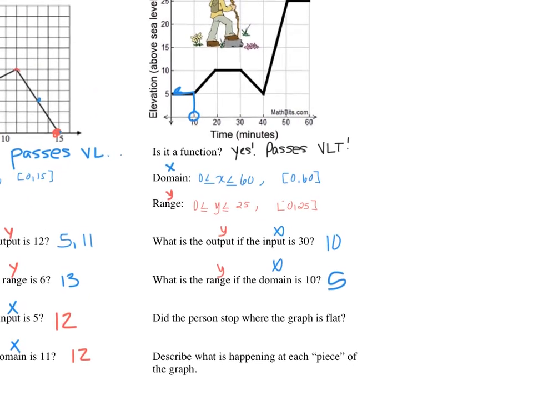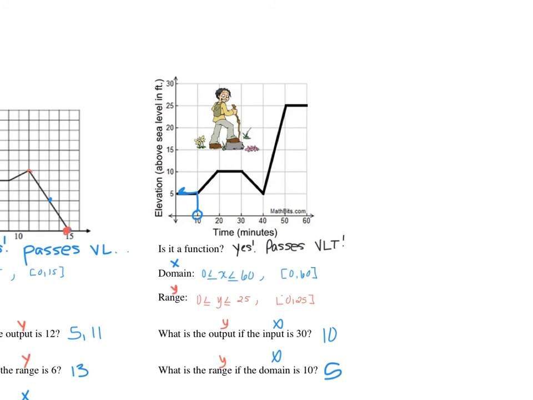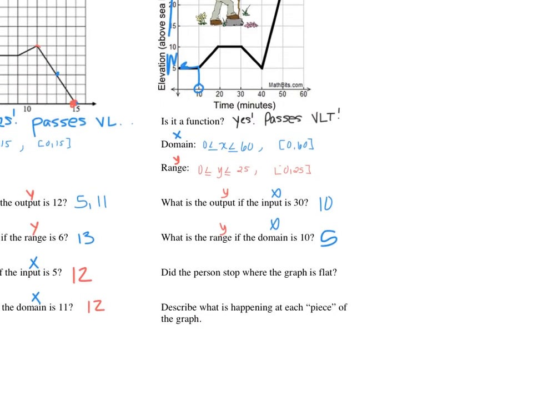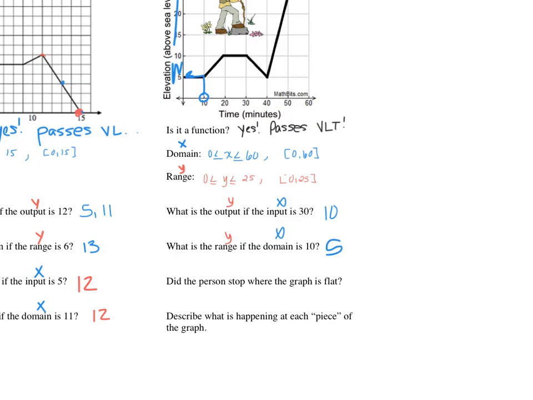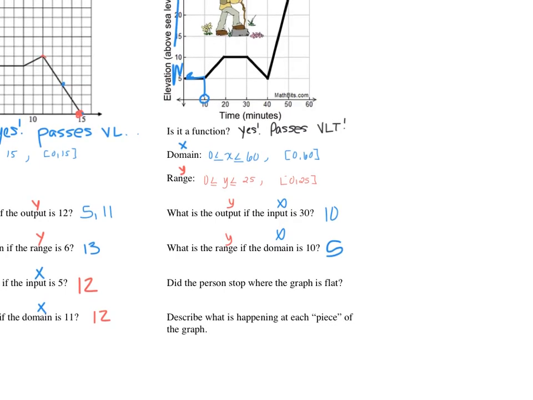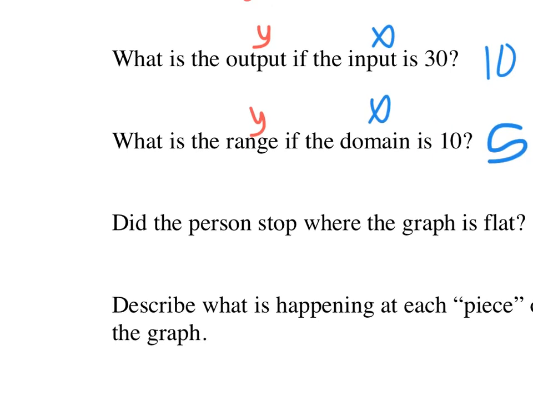Did the person stop where the graph is flat? Well, let's look at this. Doesn't necessarily mean that they stopped. What that means is, if we look at our y-axis, that's telling you your elevation, or you're above sea level in feet. They didn't necessarily stop, it just meant that their elevation was constant, so they're at the same elevation for the whole time. So they were at the same 10 feet above sea level. No, they were just at the same elevation. So we wouldn't say that they stopped, we would just say, no, they were at the same elevation.